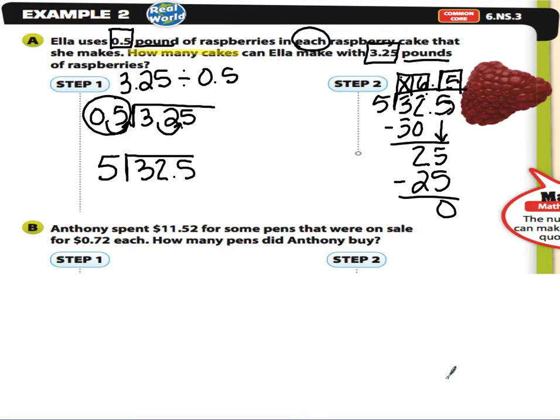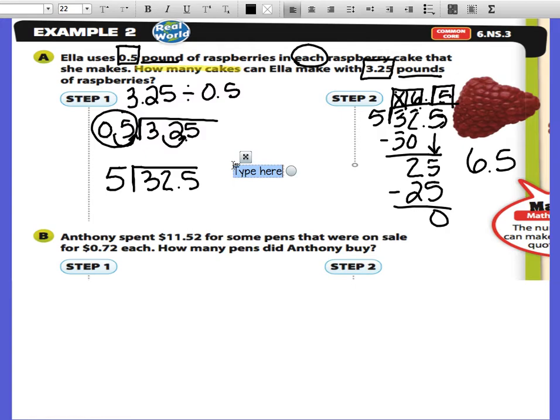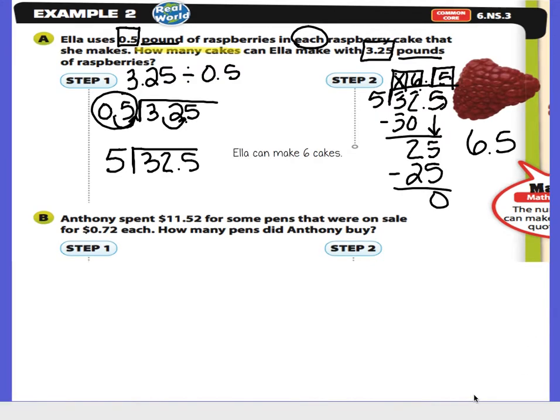We have to think though, can she make 6.5 cakes? No, but she can make 6 cakes because she doesn't have enough to make a 7th. So Ella can make 6 cakes. Even though her answer is 6.5, that means she can only make 6 full cakes.